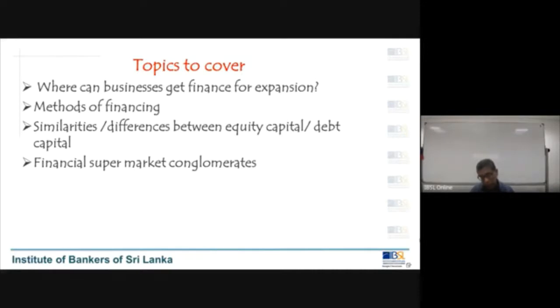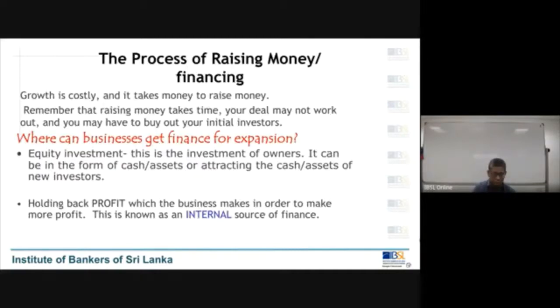the supermarket conglomerate approach, financial conglomerations. What is that? What are the benefits? Things like that. So we need to understand, so we'll take one by one. Now let's look at it.